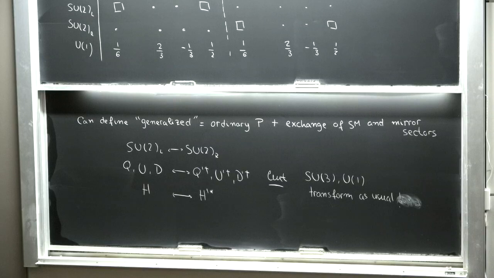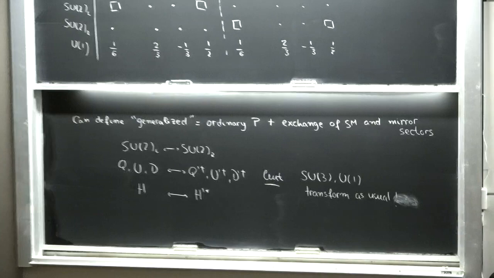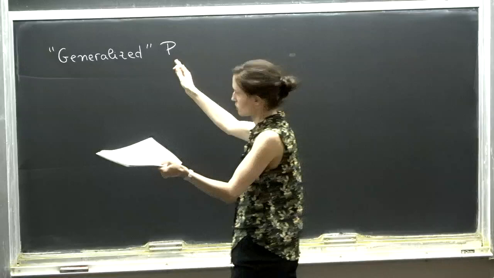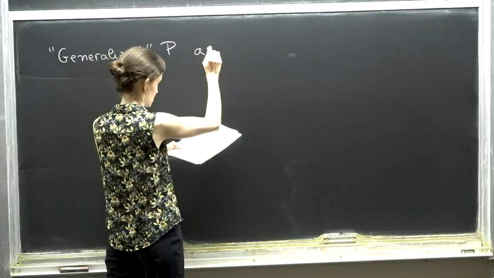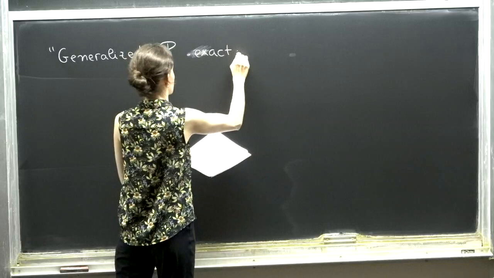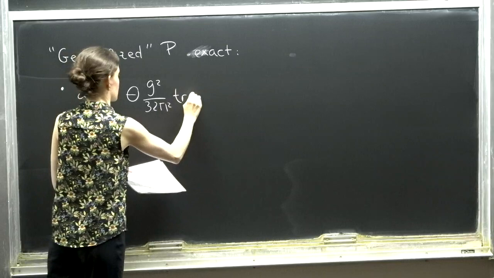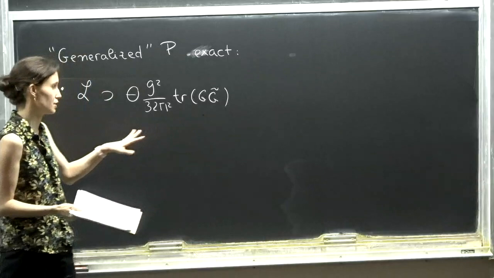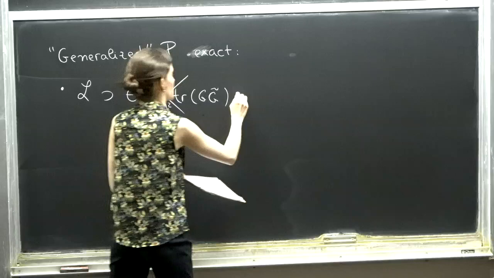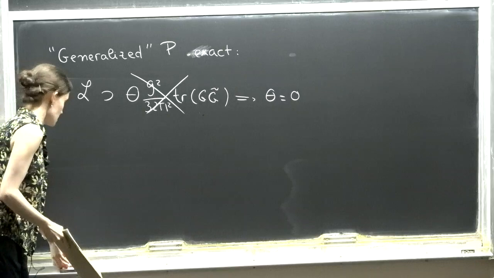So this generalized parity, I'm going to drop the word generalized as we go along, because with this field content, this is as good a definition of parity as anything else. So if we impose that this version of parity is exact, this means, in particular, that the theta term, since we said earlier that the SU(3) factor transforms as usual under parity, this whole thing goes to minus itself under the generalized parity. So this cannot be there, okay? So theta has to be 0 by parity.